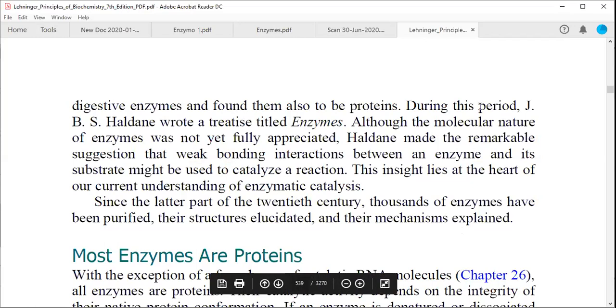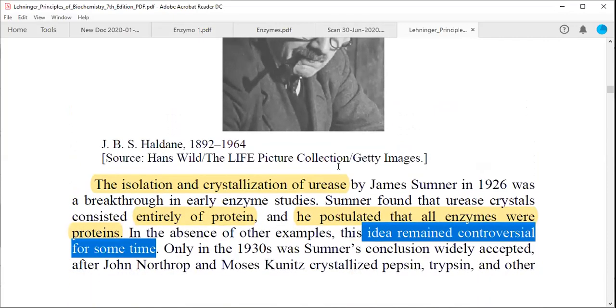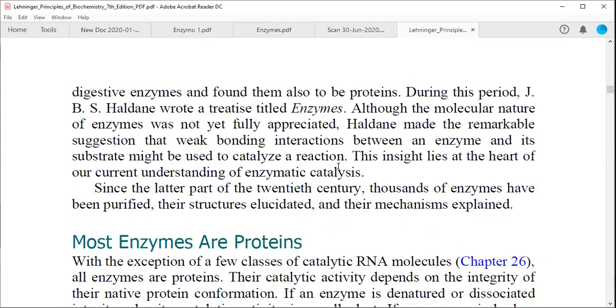During this period, another scientist, JBS Haldane, wrote a treatise called Enzymes. This enzyme term came from the Greek, and he started writing about enzymes. Although the molecular nature of enzymes was not yet fully appreciated, because he was able to crystallize this particular enzyme, urease first, then pepsin, trypsin, and other digestive enzymes, we knew nothing about enzymes at that time.